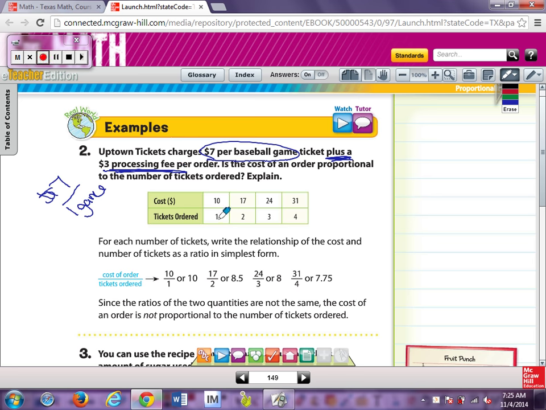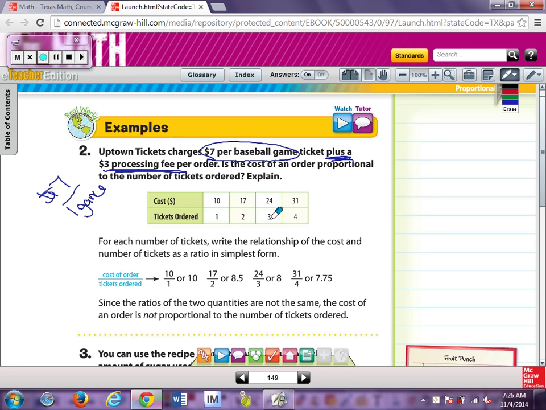So one ticket times $7 is $7. But remember, it costs $3 just to make the order, so we paid 10. That's what happened here. If we ordered 2 tickets, well, 2 tickets times 7 is 14, but we've got to pay that $3 order fee. That's 17. Then 24. I understand how this works.